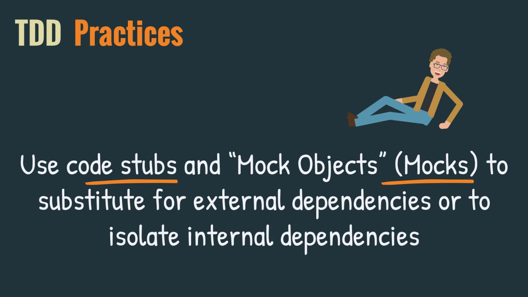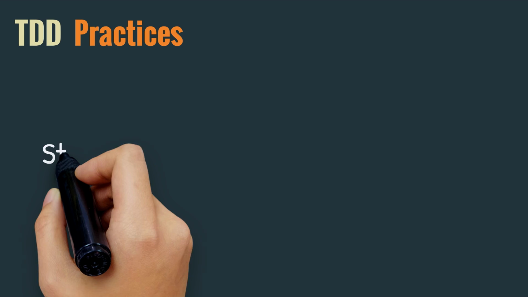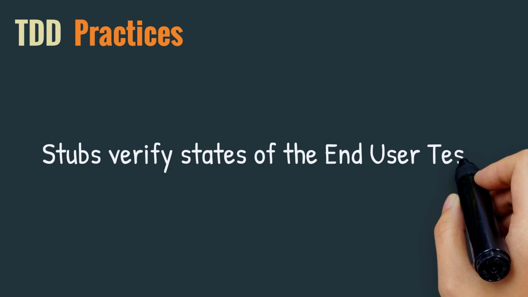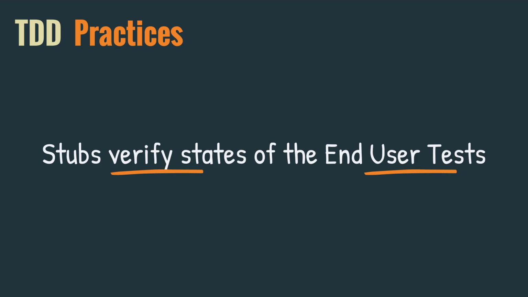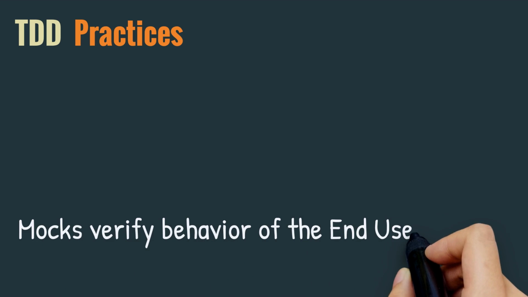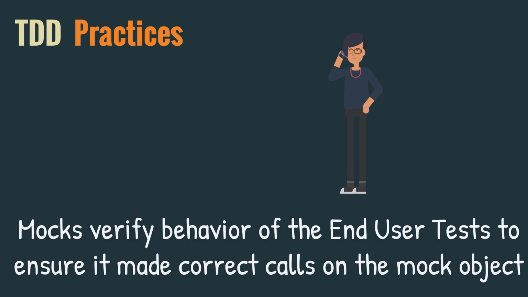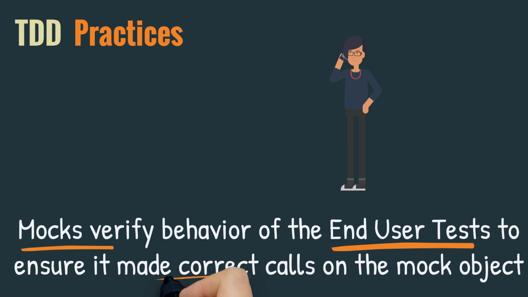You can use code stubs or mock those external objects in code or use a simple implementation like an in-memory database. Those code stubs or mock objects will verify states of the end user tests for the purpose of satisfying your TDD test. Mock objects verify the behavior of the end user tests.